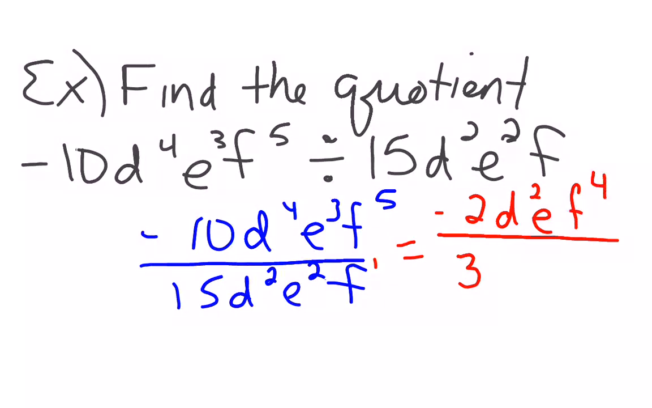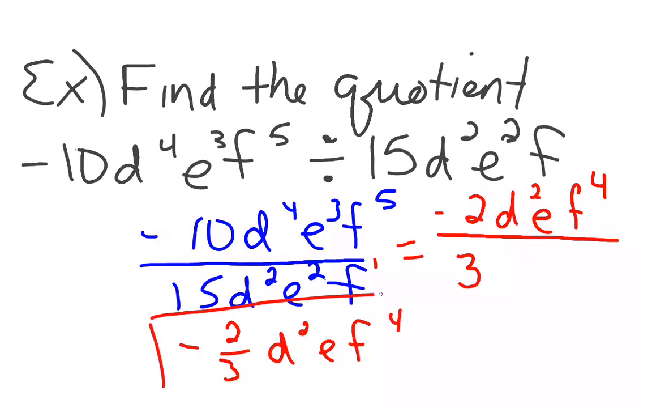And so this looks kind of funny that there's only a 3 on the bottom. So we could rewrite this as negative 2/3 d squared e f to the fourth. Either way is a perfectly good answer.